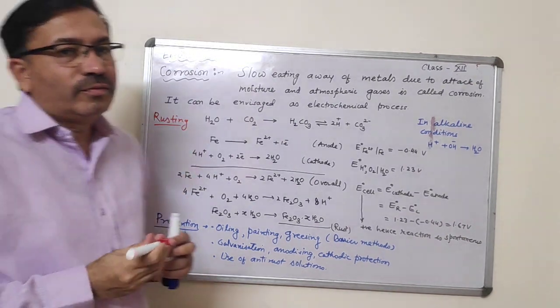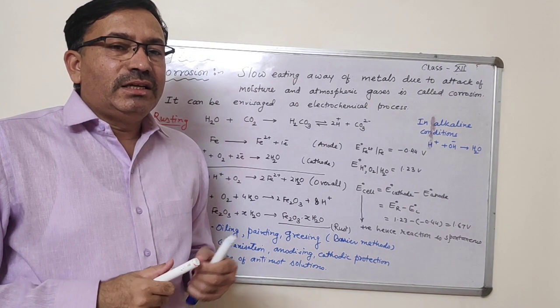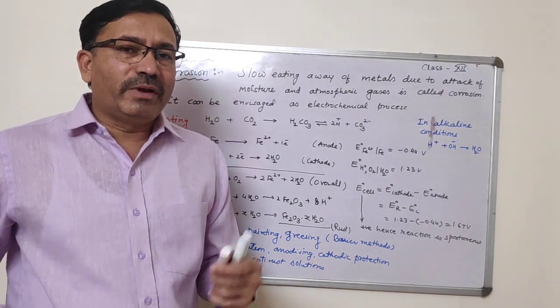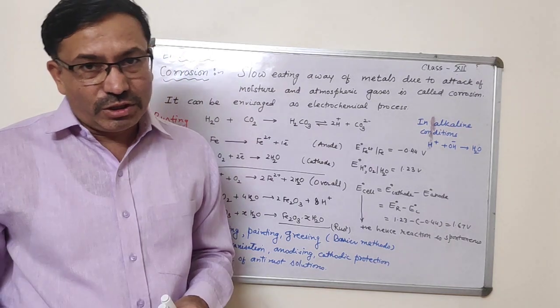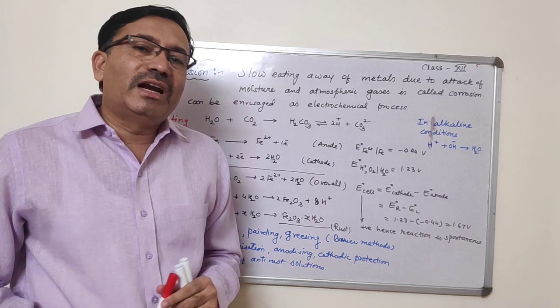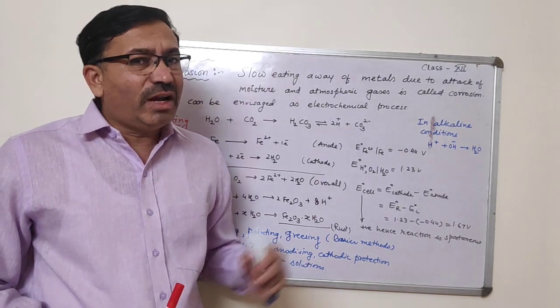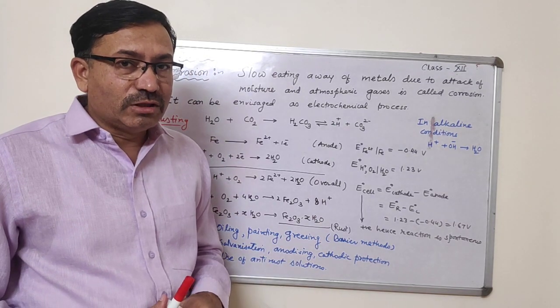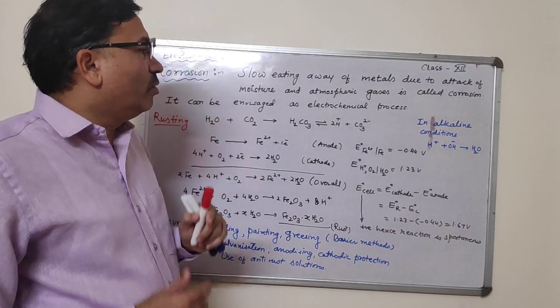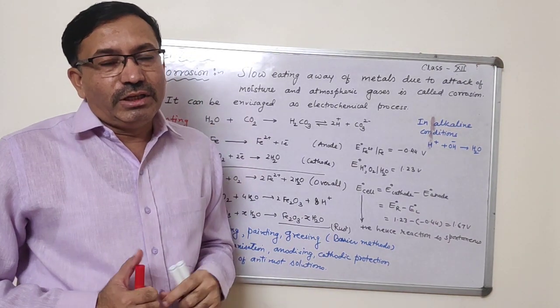Besides rusting, we can see tarnishing of silver and tarnishing of copper. When copper articles come in contact with moisture and atmospheric gases, a green coating is formed. On silver articles, a black coating is formed. These are all examples of corrosion. Right? Now, why have we taken this particular topic in electrochemistry?